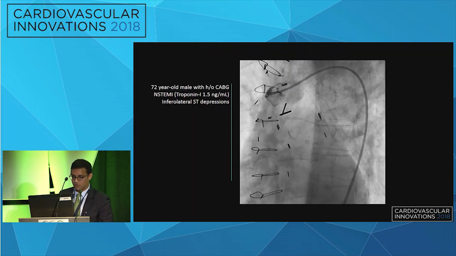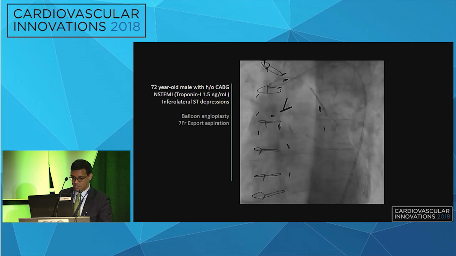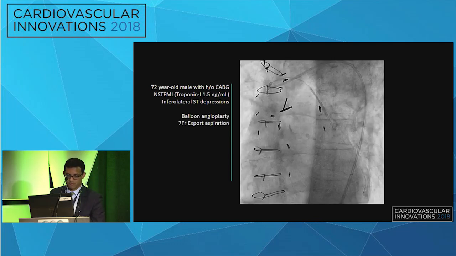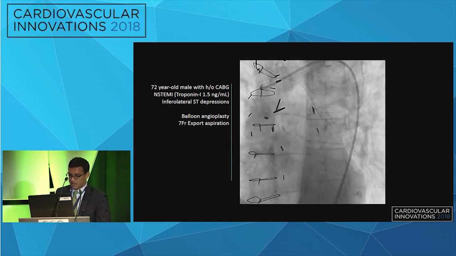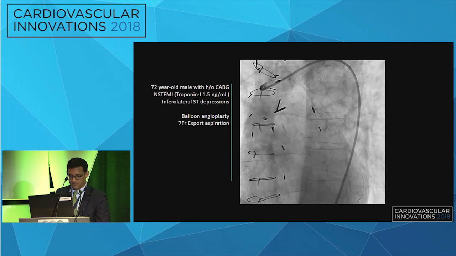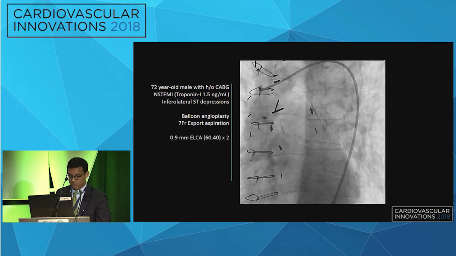So returning back to our case, the lesion was wired. We went with a multi-pronged approach here. Balloon angioplasty was performed first. Export catheter was used for aspiration. Again, minimal improvement in the flow. And then laser atherectomy was performed using a 0.9 millimeter Spectranetics catheter.